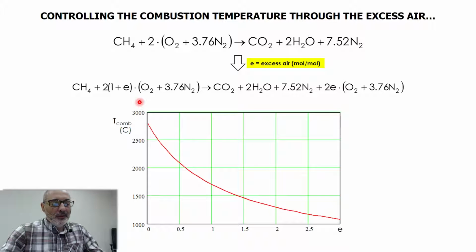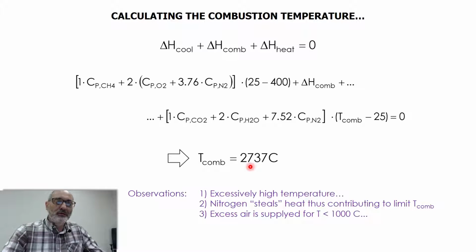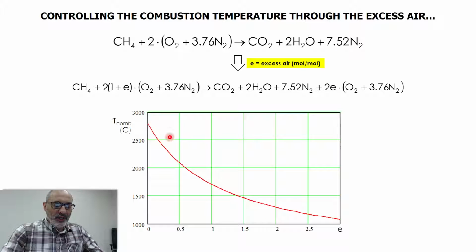And when you do this calculation, we can actually calculate the combustion temperature as a function of the excess air. As I mentioned, when E equals 0, we have stoichiometric combustion, and we have the previous result, which was 2,700 degrees. And when E increases, the temperature drops, and you can determine the amount of excess air that you have to have in order to control the combustion temperature for material concerns and also for pollution concerns. Okay? Teacher. Yeah, go on.